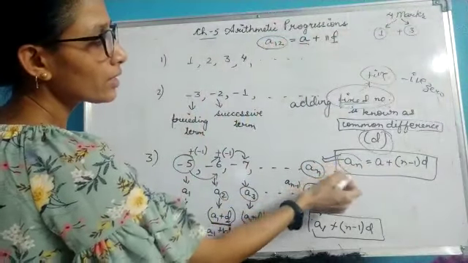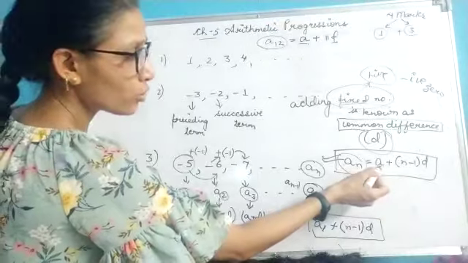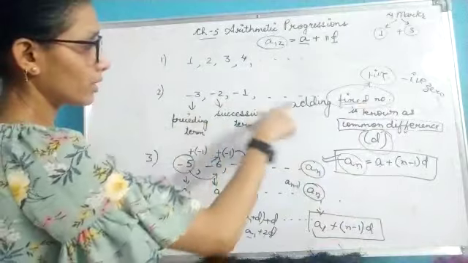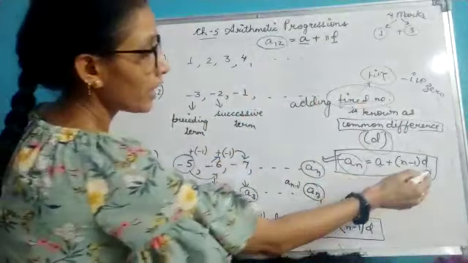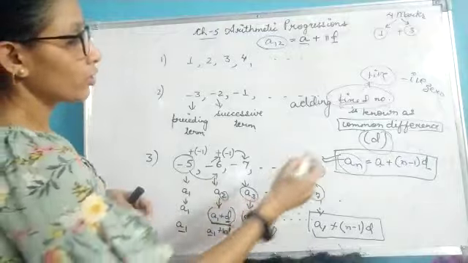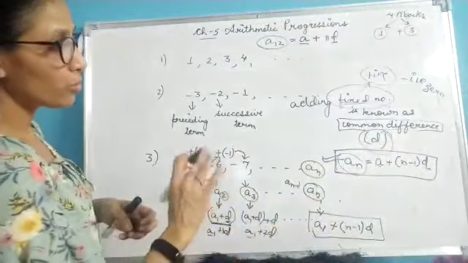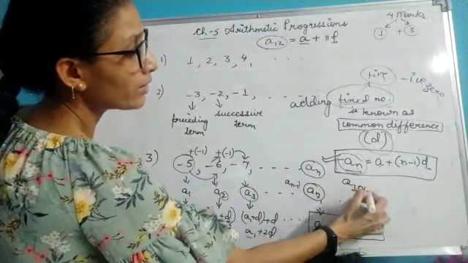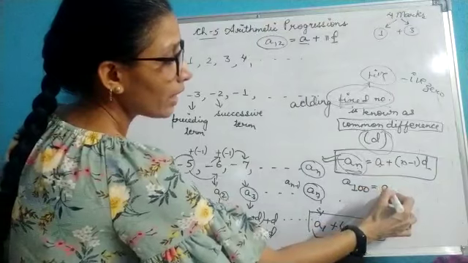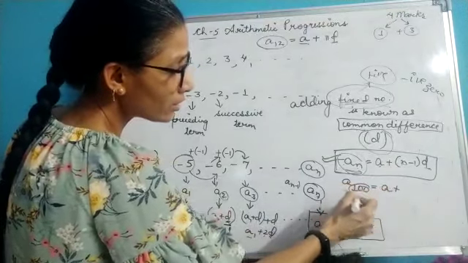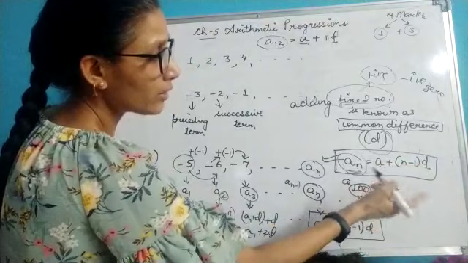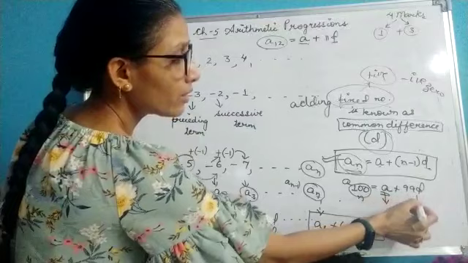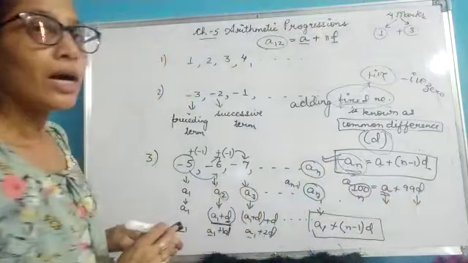Here I can define, this is your nth term, this is your first term, this n is the number of terms in the given list of numbers, and this d is the common difference. So this is the formula which you have to apply to find out some term. Say if I want to find out the 100th term, then I will use a plus (n minus 1)d, that means 100 minus 1, which gives me 99d. So if I put the values of a and d here, then I will get my 100th term.